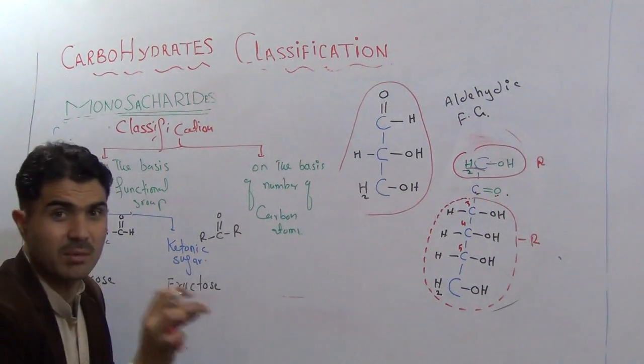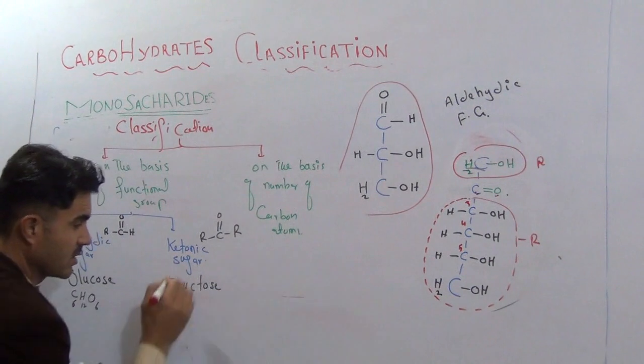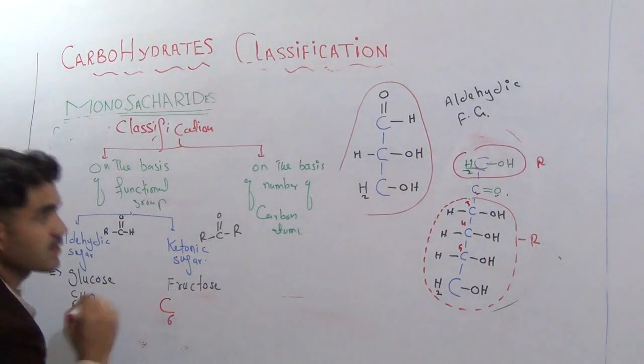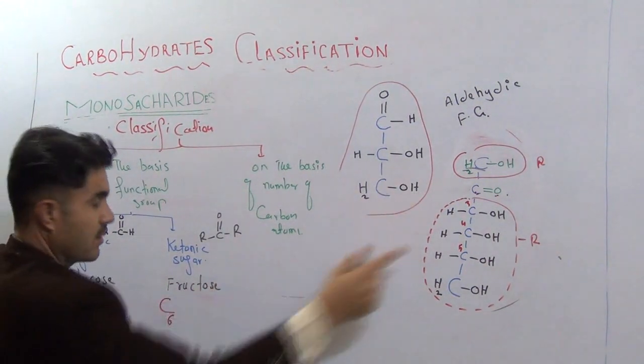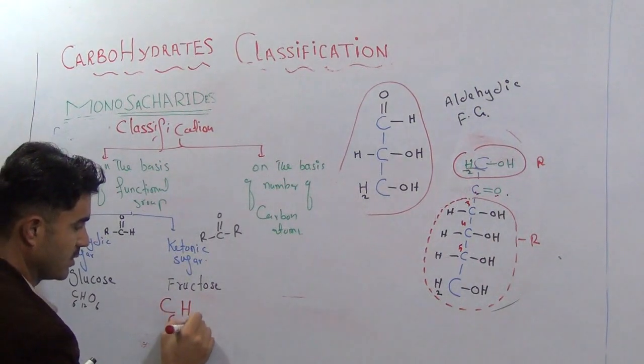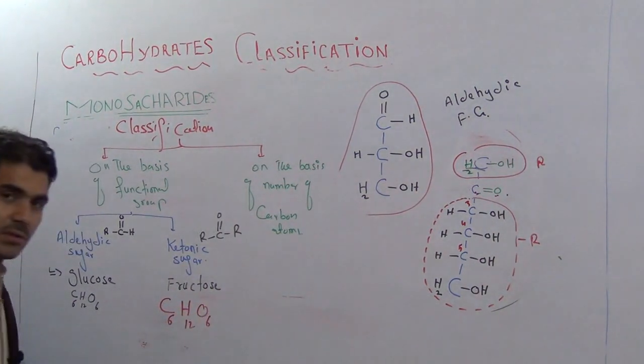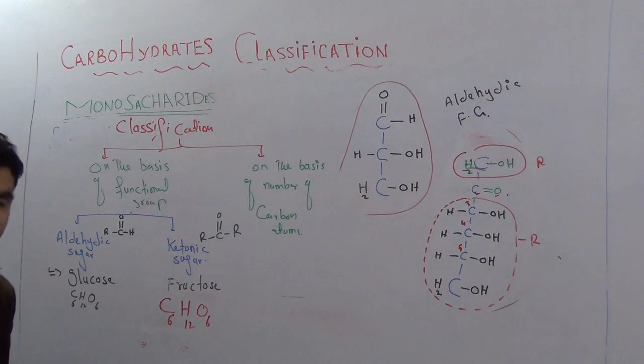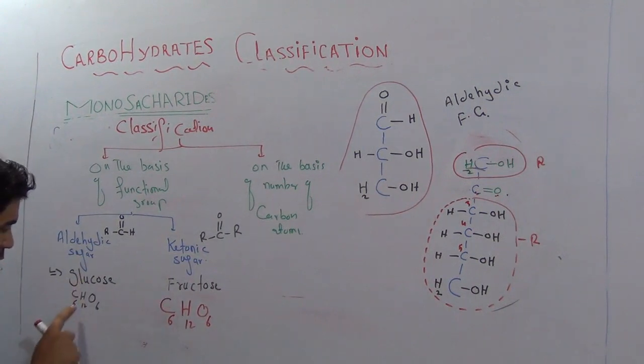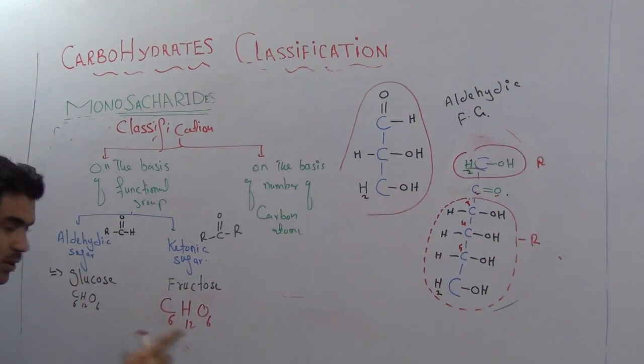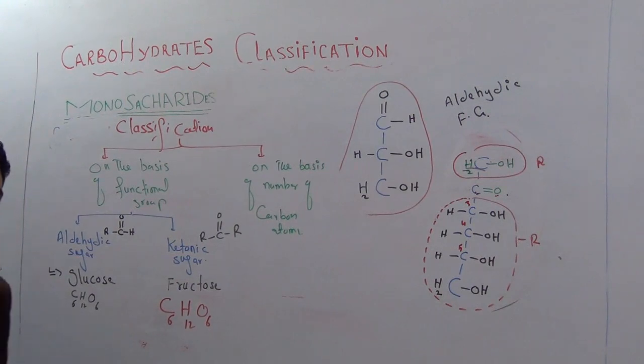If you count the number of carbons, you will find there are 6 carbons, 12 hydrogens and 6 oxygens. This is quite interesting. Fructose and glucose both have the same formula. Look, both have the same formula. But what is the difference?